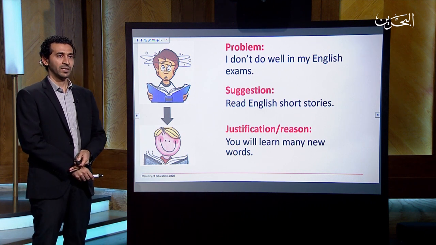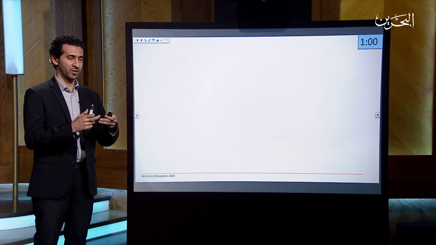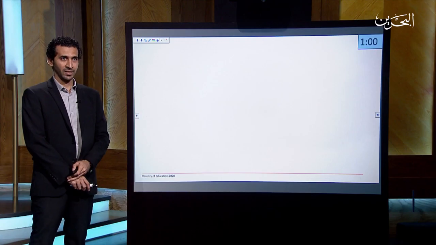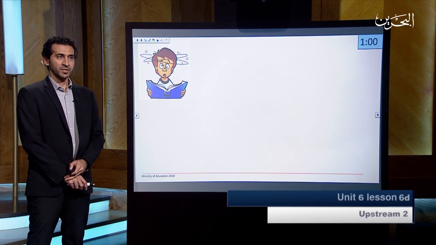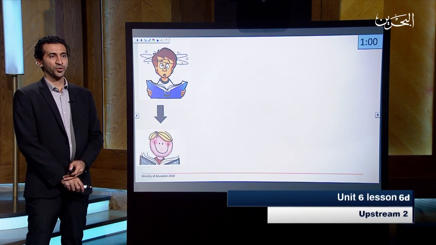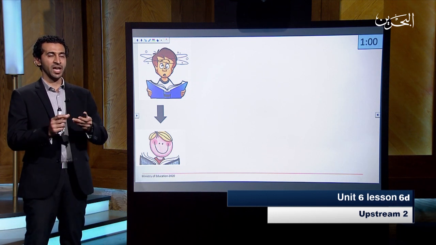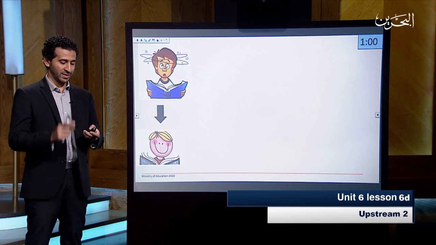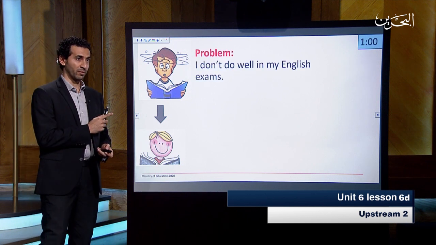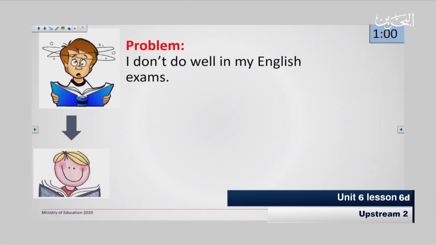So how can you merge the suggestion with the justification in one sentence? Well, now let's do an activity. I'm going to give you the same problem, and I want you to recall the same suggestion and the same justification, and I want you to merge them in one sentence. So this is the problem. Remember, this is the problem that we have, and you have 1 minute to merge them in one sentence. Remember to write the suggestion and the justification.